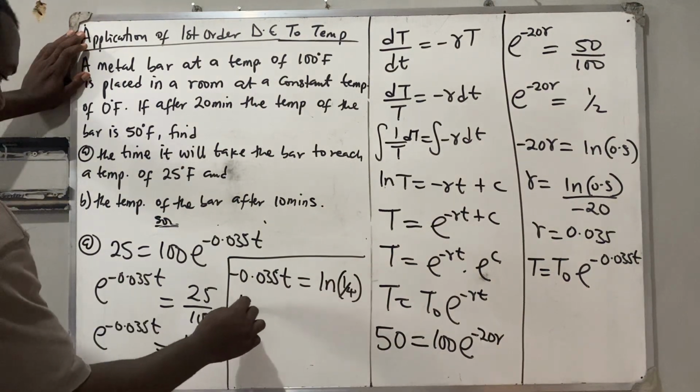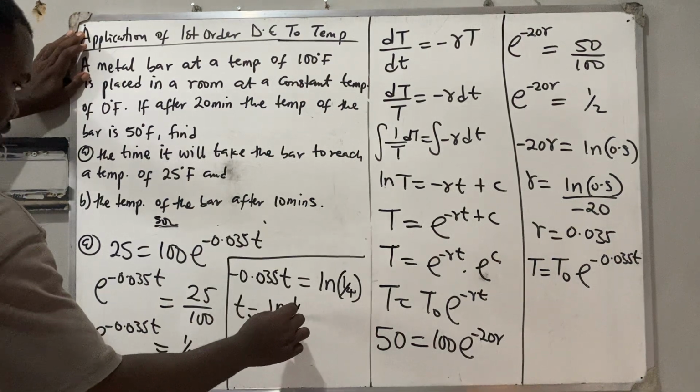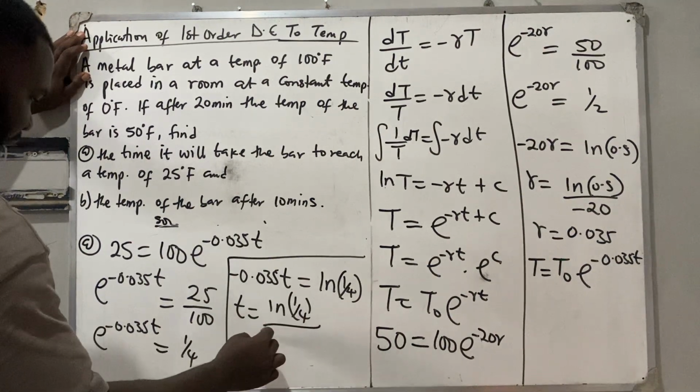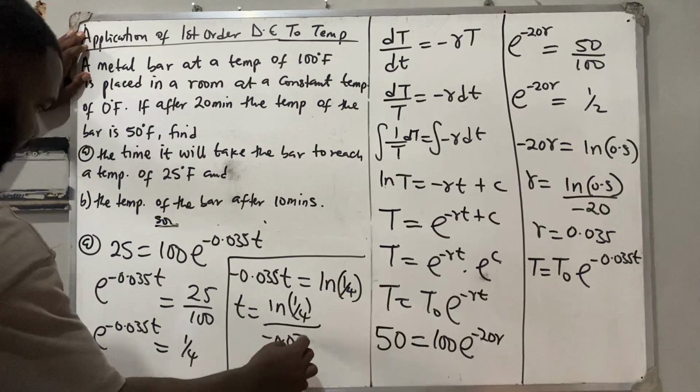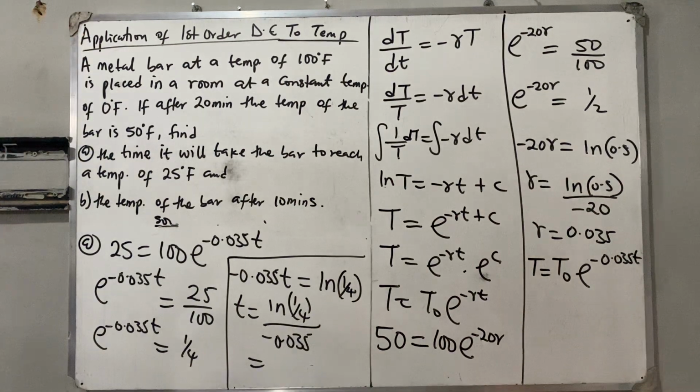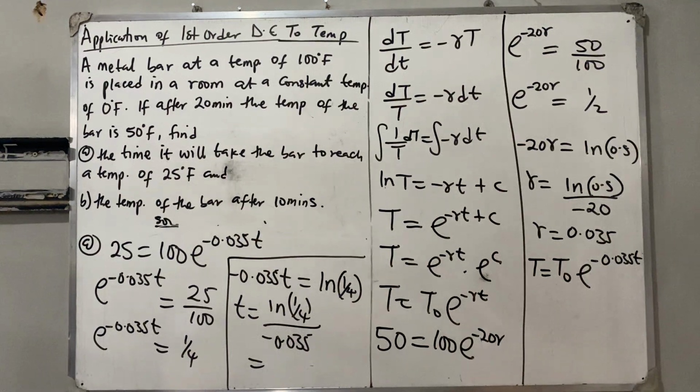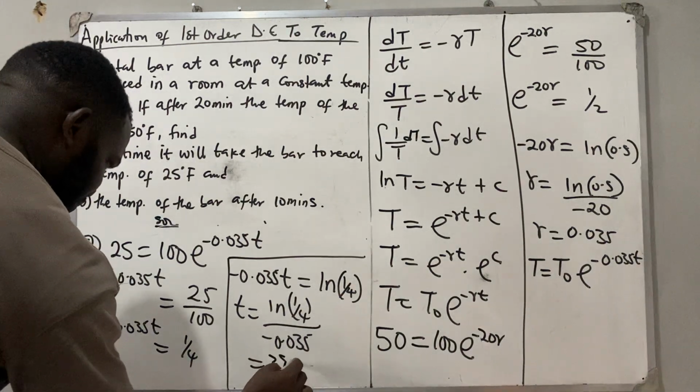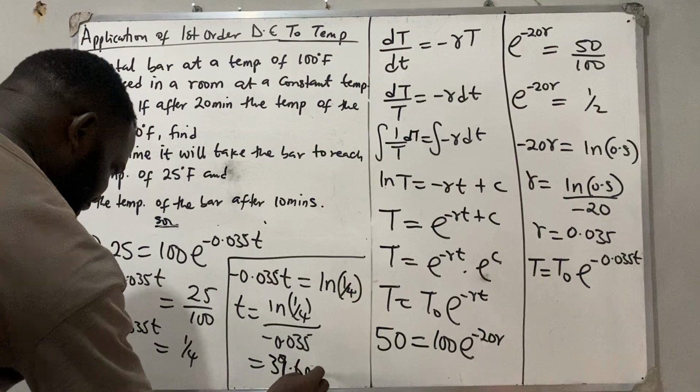Okay, so t will now be ln 1 over 4 divided by minus 0.035. So if you do that, you will see that the time it is going to take will now be 39.6 minutes. 39.6 minutes. As simple as that.